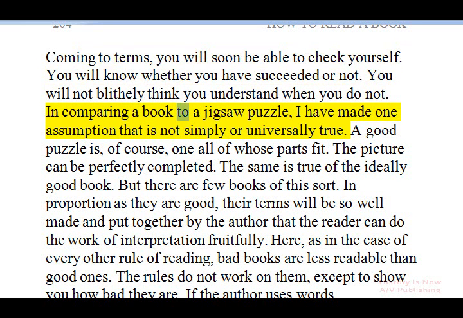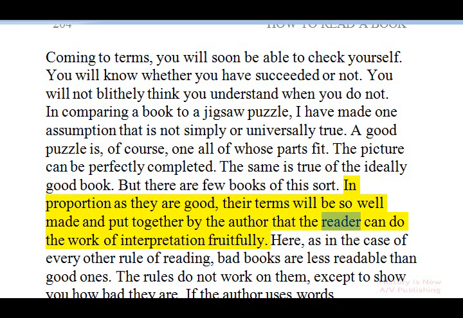In comparing a book to a jigsaw puzzle, I have made one assumption that is not simply or universally true. A good puzzle is, of course, one all of whose parts fit. The picture can be perfectly completed. The same is true of the ideally good book. But there are few books of this sort. In proportion as they are good, their terms will be so well made and put together by the author that the reader can do the work of interpretation fruitfully.